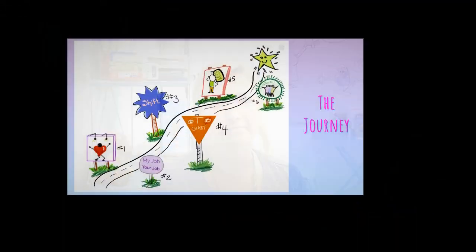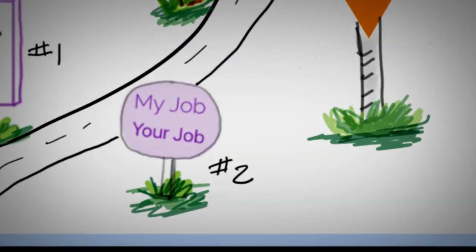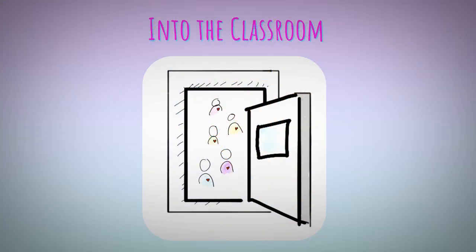And I teach 4 and 5-year-olds. I teach them in a private school setting here in Miami, Florida. So in the beginning of the year, we start with My Job, Your Job, because what My Job, Your Job does, it starts to integrate the roles into the classroom. We start talking about what do we need to be doing in the classroom, what do I need to do as a teacher, what do the kids need to be doing.